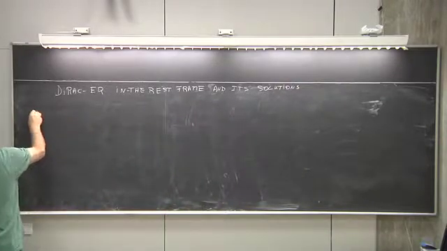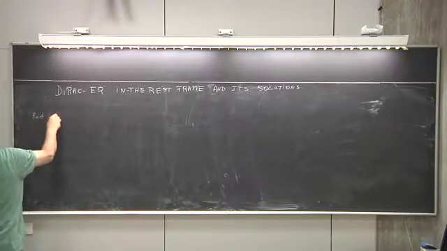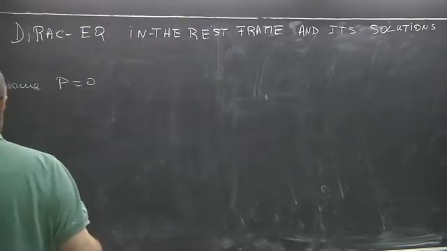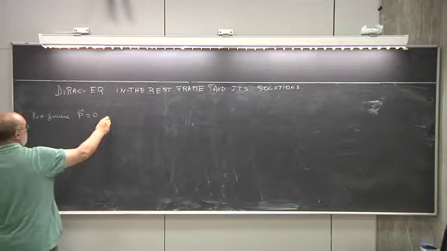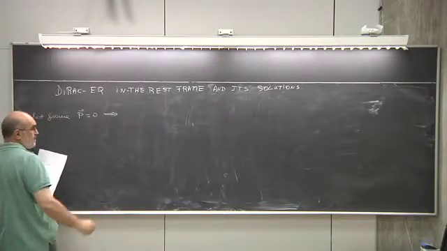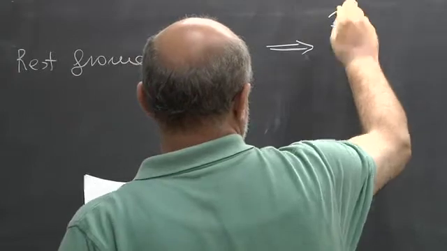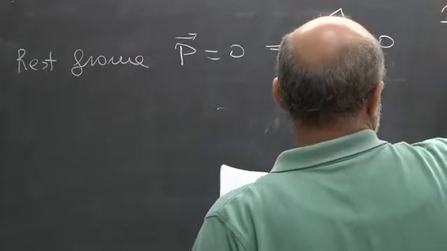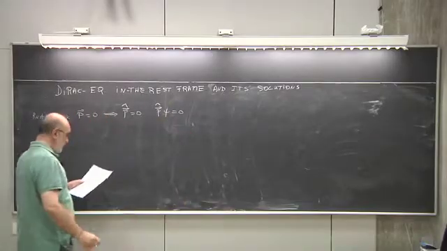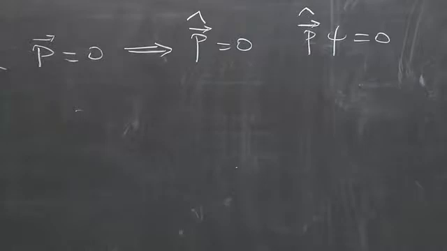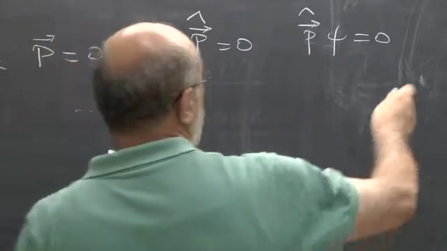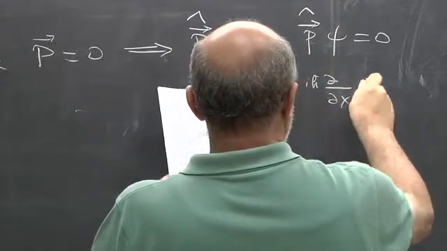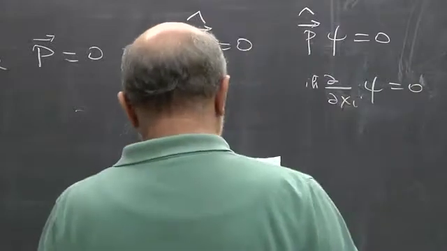Okay, so rest frame means P equals 0, the vector P. But if we use the correspondence principle, it means the operator is 0. But that an operator is 0 implies that when you apply it on psi, any function, it gives 0. Okay? So what does this mean? This means iħ d/dx_i on psi is 0.